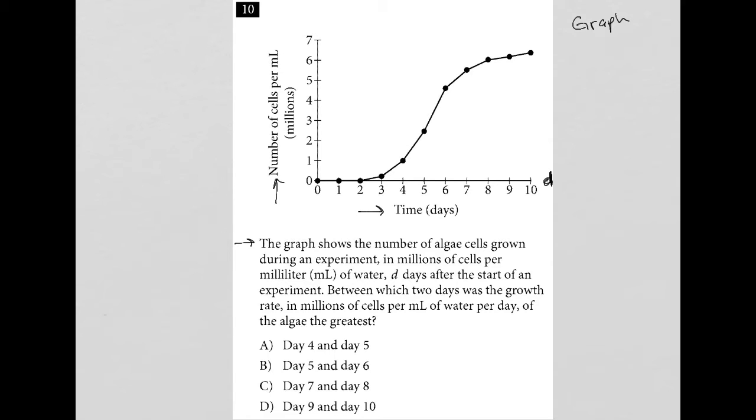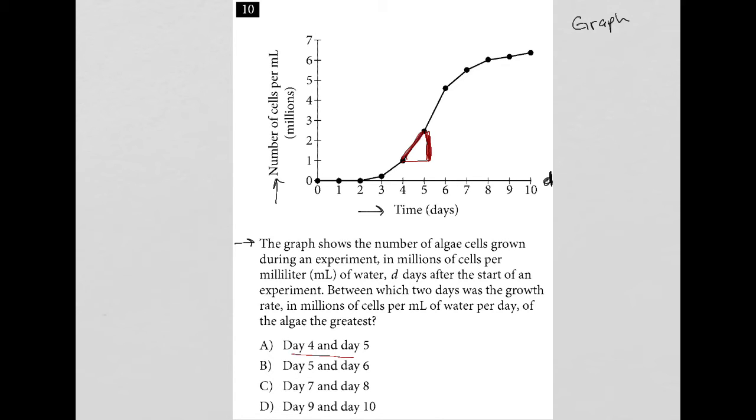Between which 2 days was the growth rate in millions of cells per milliliter of water per day of the algae the greatest? All right, well let's just look at the graph and look at the answers. So between day 4 and 5. So day 4 to 5. Yeah, that's a nice jump. I don't know if that's the right answer or not. We have to compare it to the other options.